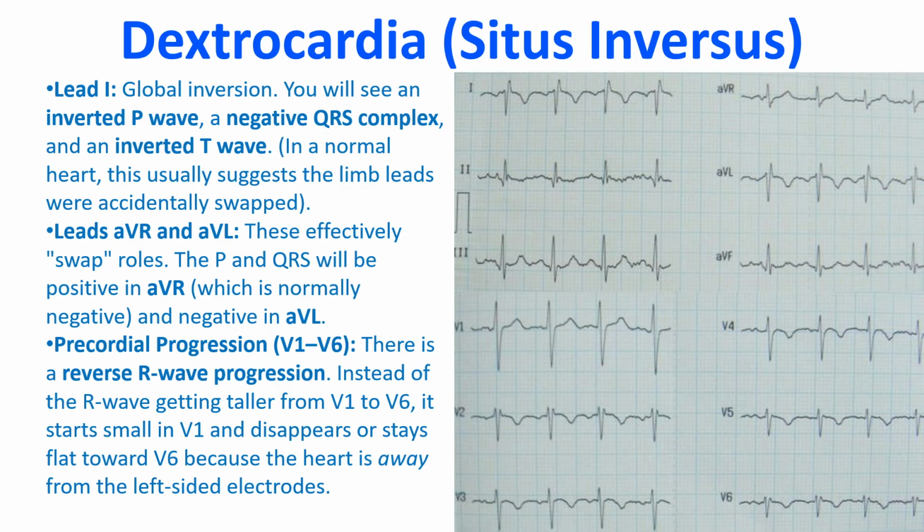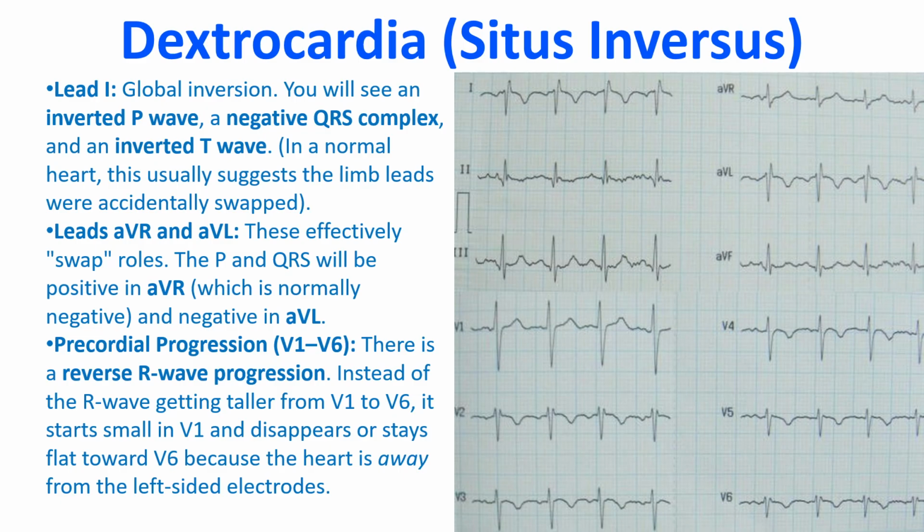Leads AVR and AVL effectively swap roles. The P and QRS will be positive in AVR, which is normally negative, and negative in AVL. Precordial progression, V1 to V6: there is a reverse R wave progression. Instead of the R wave getting taller from V1 to V6, it starts small in V1 and disappears or stays flat towards V6 because the heart is away from the left-sided electrodes.